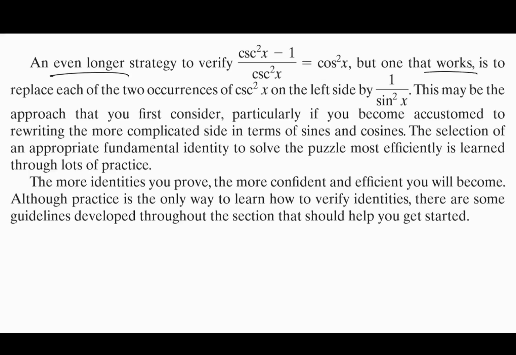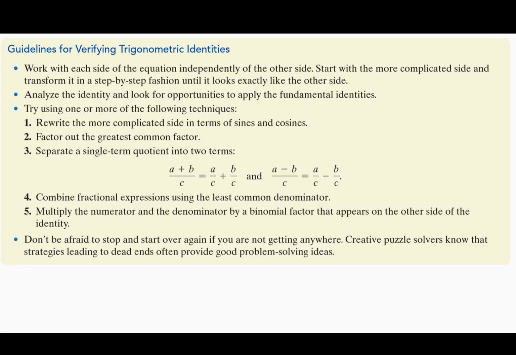So again, changing everything to sines and cosines might be the way you wanted to start if you're not used to these problems. But as you start doing them more and more, you realize there might be more efficient ways to solve them, especially if you see something with a binomial over a monomial. You usually always want to split it into two fractions. And the more you do this, the more identities you prove, the more confident and efficient you will become. Practice is the only way to get better at this. But here are a few guidelines to help you.